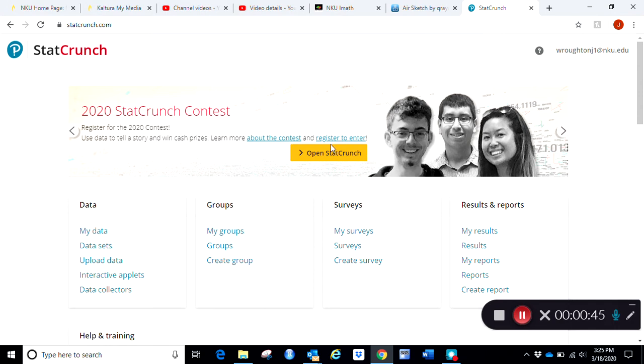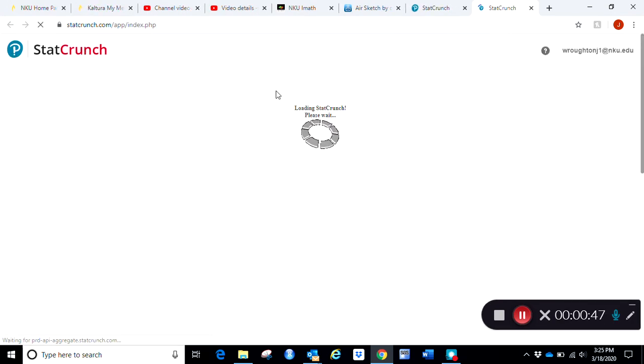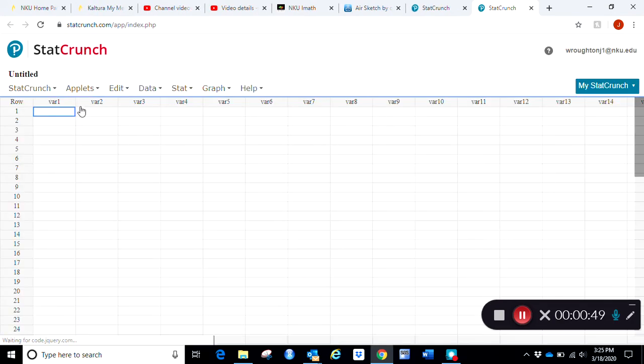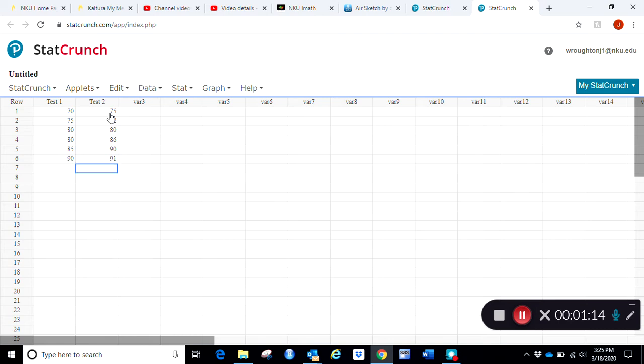Here I'm just going to open a blank StatCrunch screen. I'll go ahead and put test 1 and test 2 as my column titles and just enter in my data points. So there's my 6 data points.